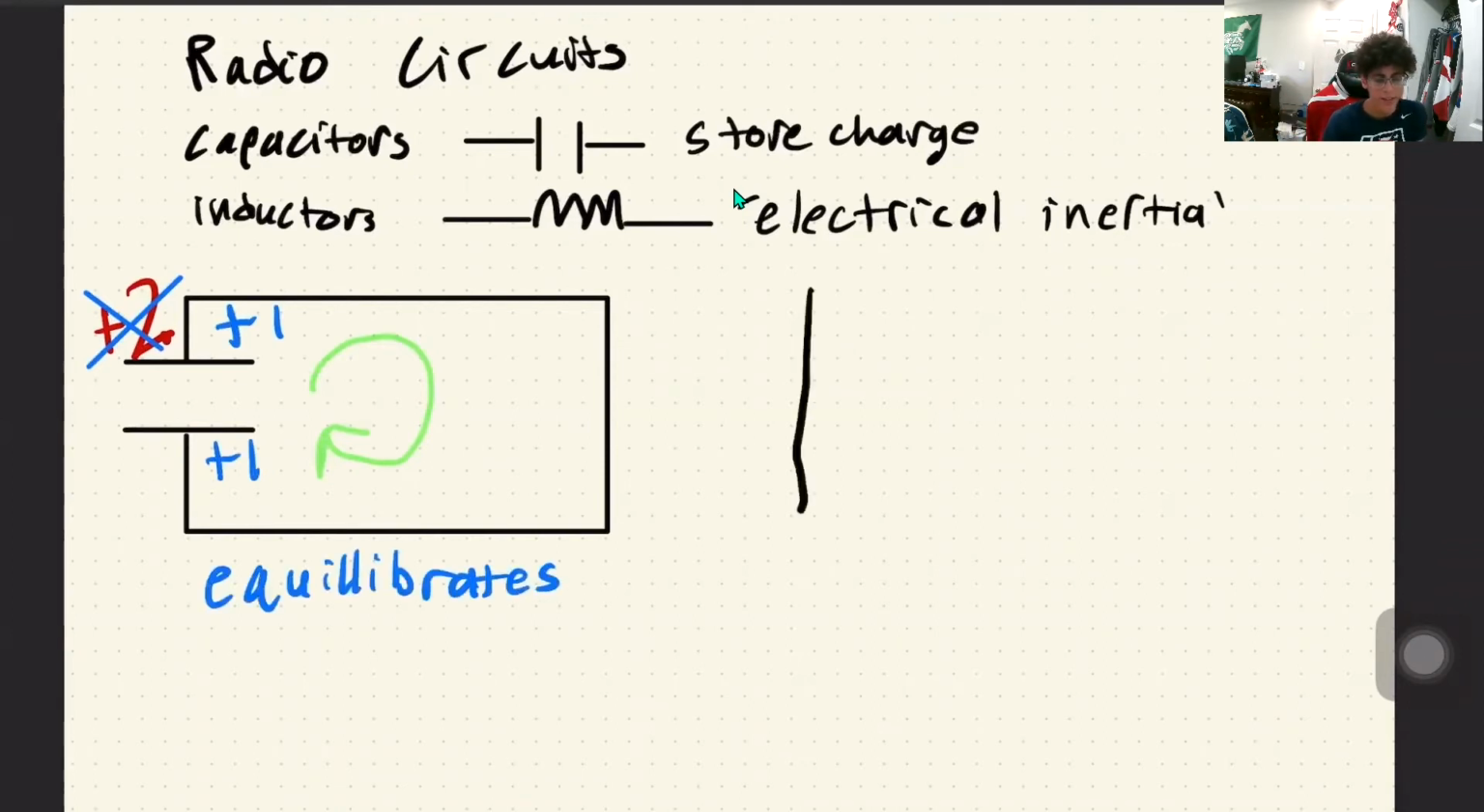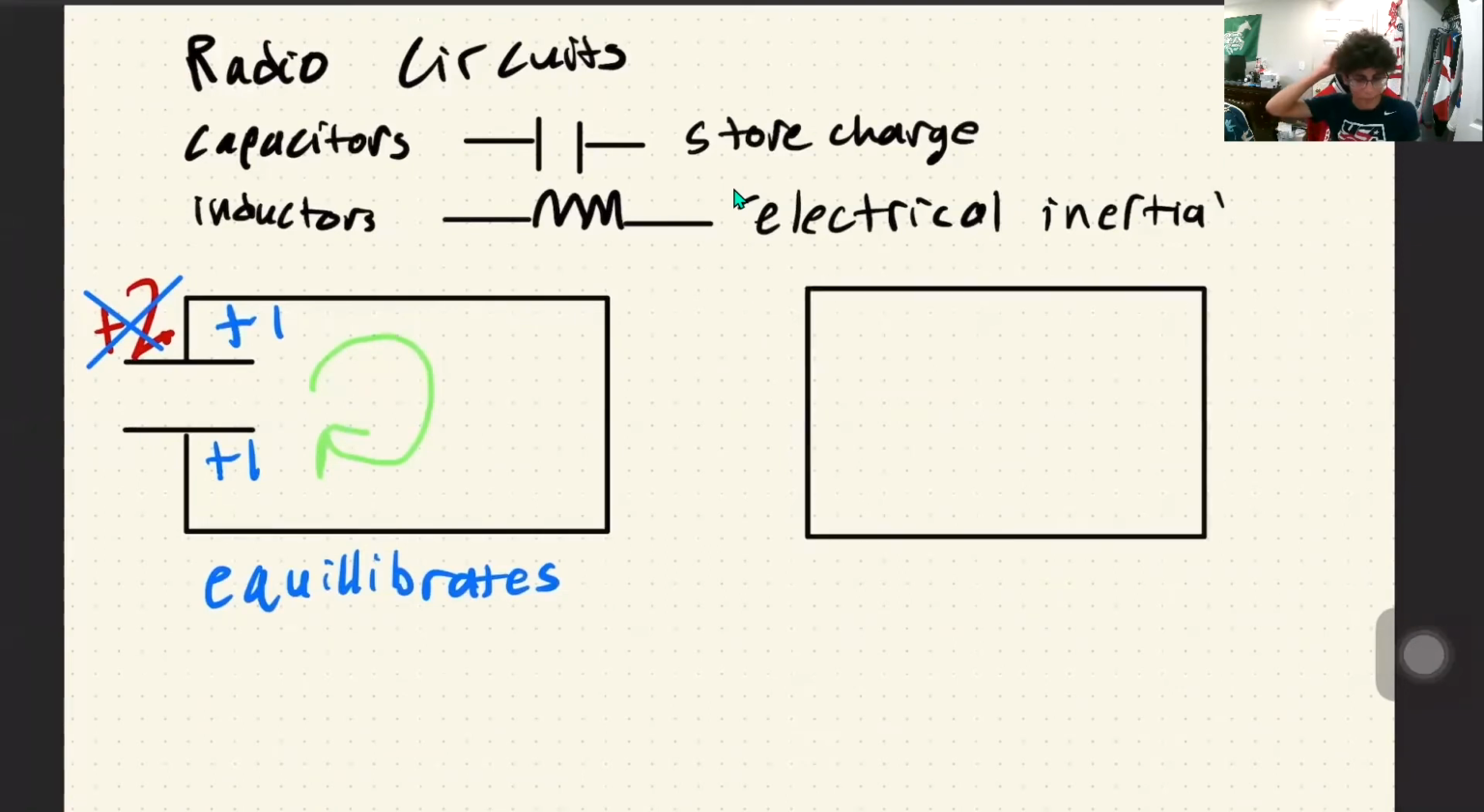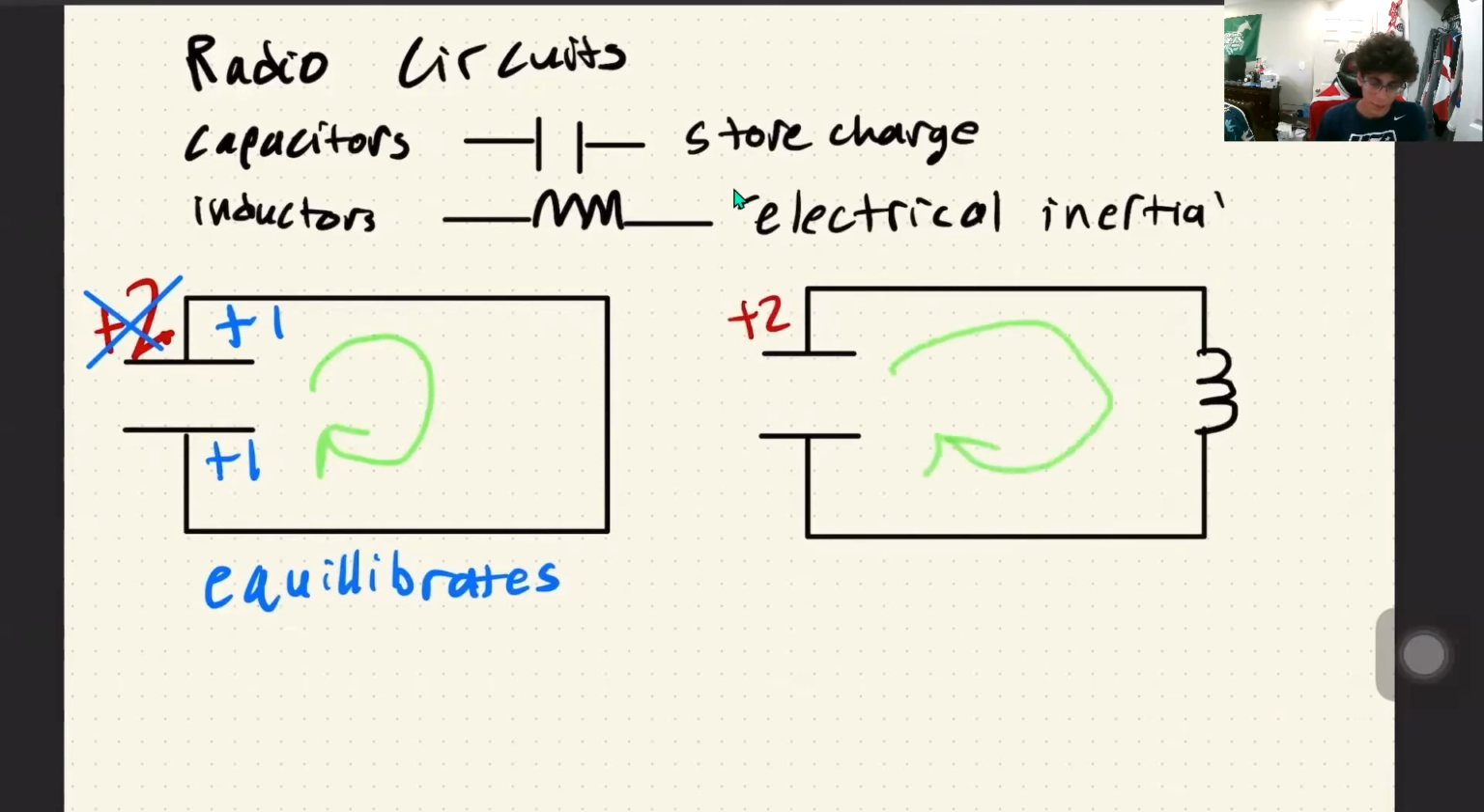Now, what if we had some sort of inductor? Well, what's going to happen is the charge is going to go, but at first it's going to resist, right? Because we go from no current to some current, and the inductor is going to want it to stop. But once it equilibrates, now the electrical inertia is going to want it to keep going, right? As if the car stopped and the seatbelt's pressing against you, but your body still wants to keep going.